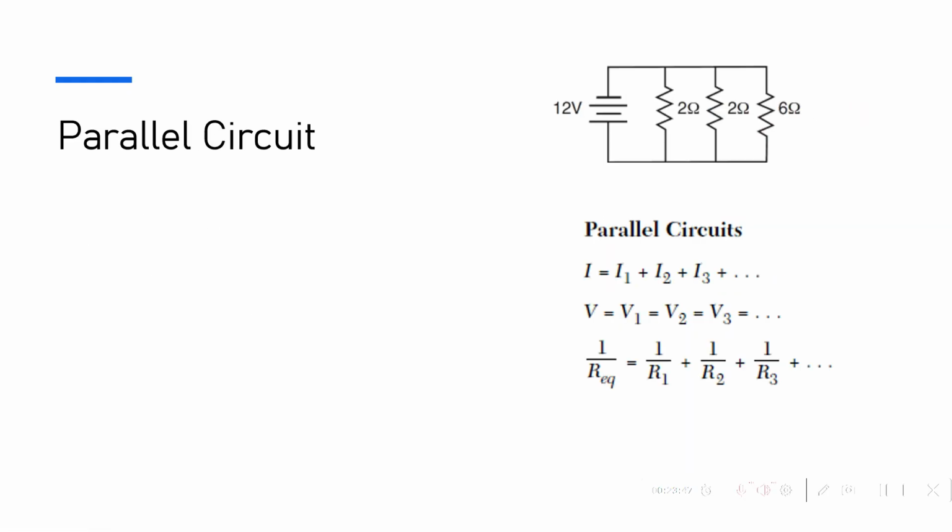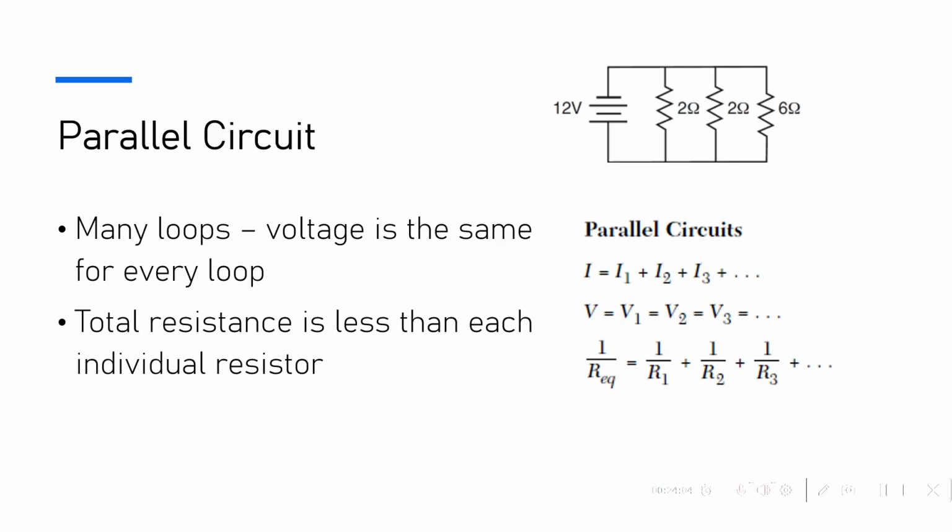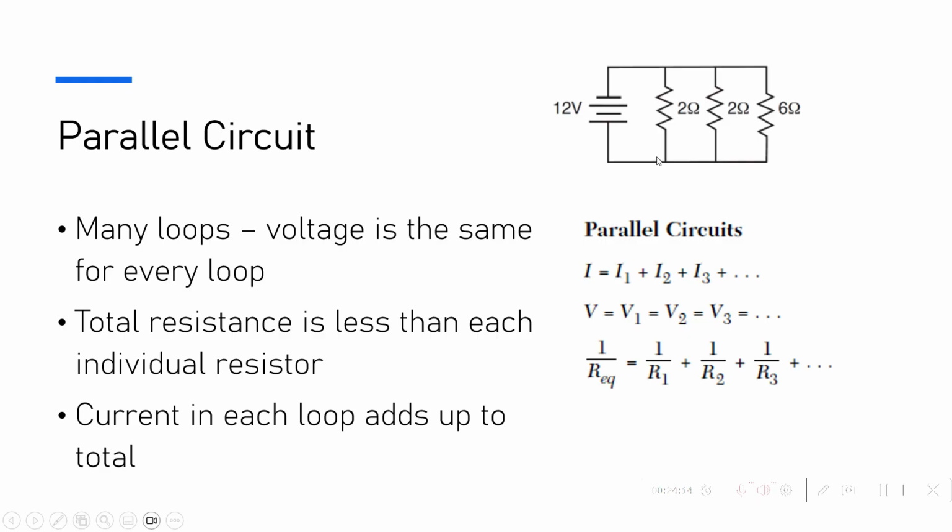Here we've got our parallel circuit. I can make different loops through each one of these resistors. I can go through the 2 ohm resistor. I can go through the other 2 ohm resistor. I can go through the 6 ohm resistor. I also could take out these 2 ohm resistors and this circuit would still work. The total resistance here, though, is less than each individual resistance. The total resistance of this circuit is less than 2 ohms. And the current in each of these loops adds up to the total current here. And each of these gets 12 volts. Okay?